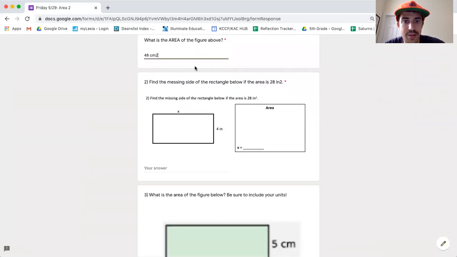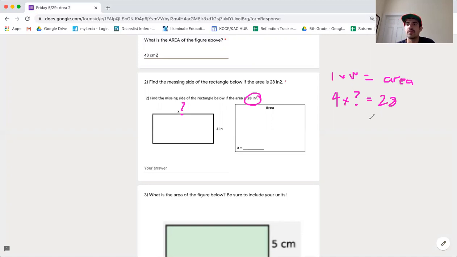Looking down here, I need to find the missing side length of the rectangle below if the area is 28 inches squared. So here I have to do a little bit of thinking backwards, like we did on the PDN: 4 times what equals 28? We don't know the side length, but we do know that area equals length times width. So 4 times what equals 28, because length times width equals area. I can roll my 4s until I get to 28 to figure out how long the side length x is.